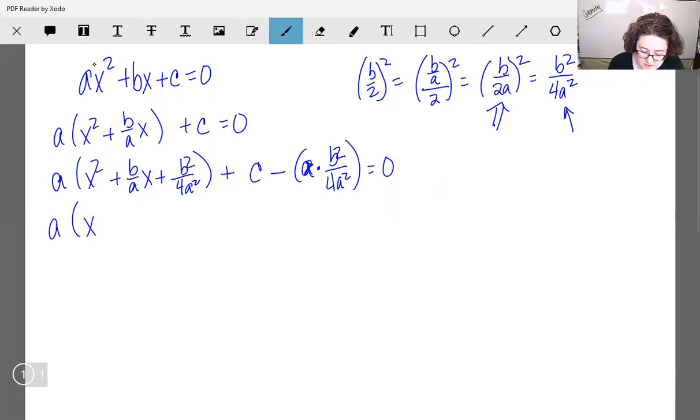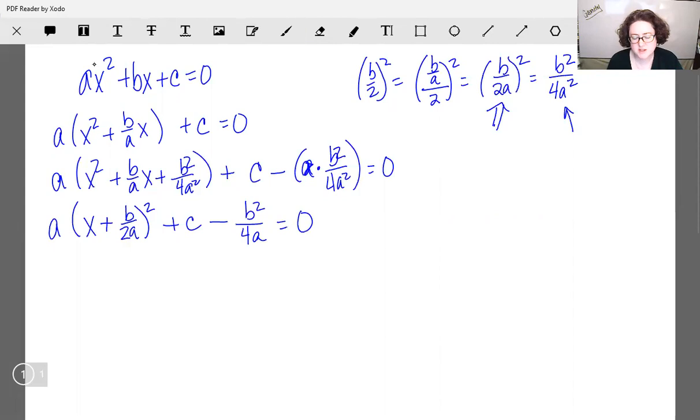So this is really x plus b over 2a all squared plus c minus, well, if I'm multiplying an a and I have an a squared in the denominator, I can simplify this out a little bit to b squared over 4a. This whole thing equals 0. And again, I can't really do a whole lot of combining, but actually I could.